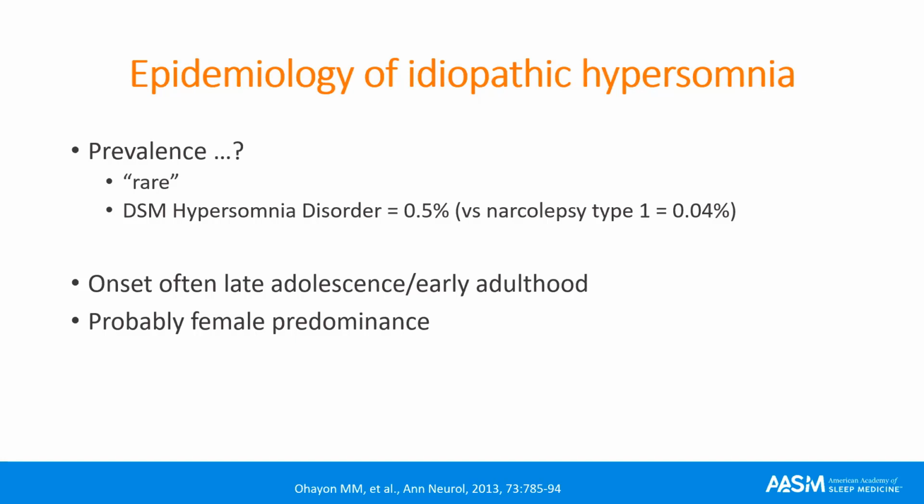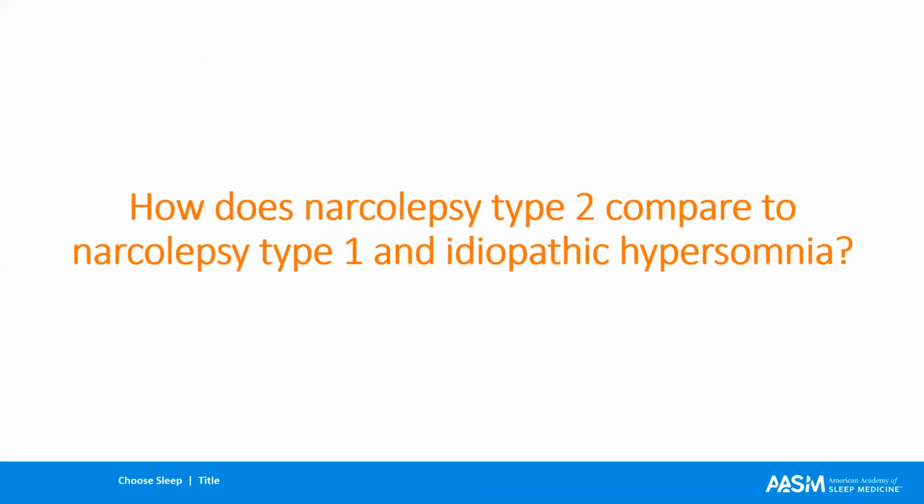It has a similar age of onset, often late adolescence or early adulthood, as narcolepsy type 1. There is probably a female predominance in idiopathic hypersomnia, and people with idiopathic hypersomnia often have a family member who has one of the disorders of excessive sleepiness or similar symptoms.